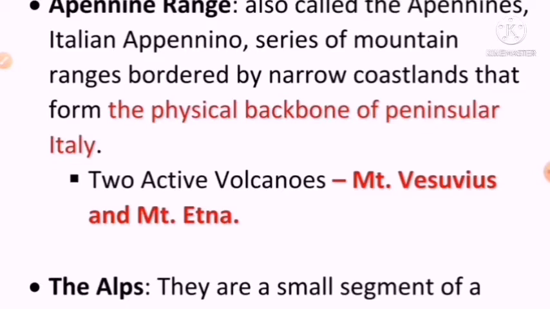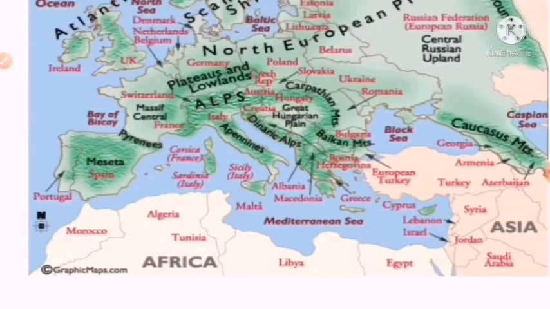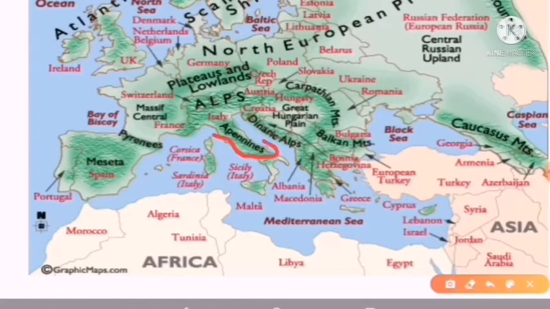In either way a question may come, that in which of the following mountain ranges the active volcanoes are located. Multiple mountain ranges may come in the question. Again, a question may come which of the following are the active volcanoes. So this is important. Now we will locate this on the map. This is the Apennine range and this forms the virtual backbone of Italy. Mark this in your atlas.